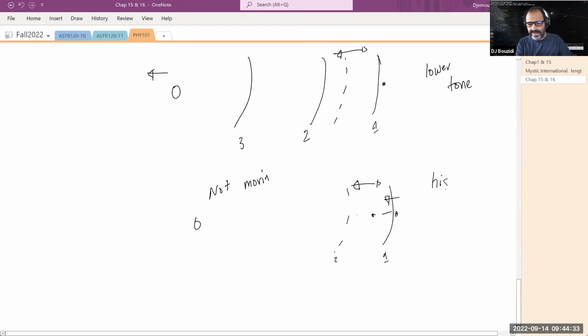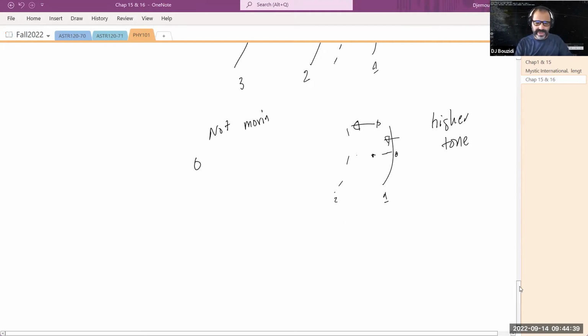So higher tone. Now, if you're moving away, like for example, there is a fire in here and people are trying to take it down and the source is still not moving, and you are here, you just heard the first tone and the second tone is trying to reach you, but you move away.